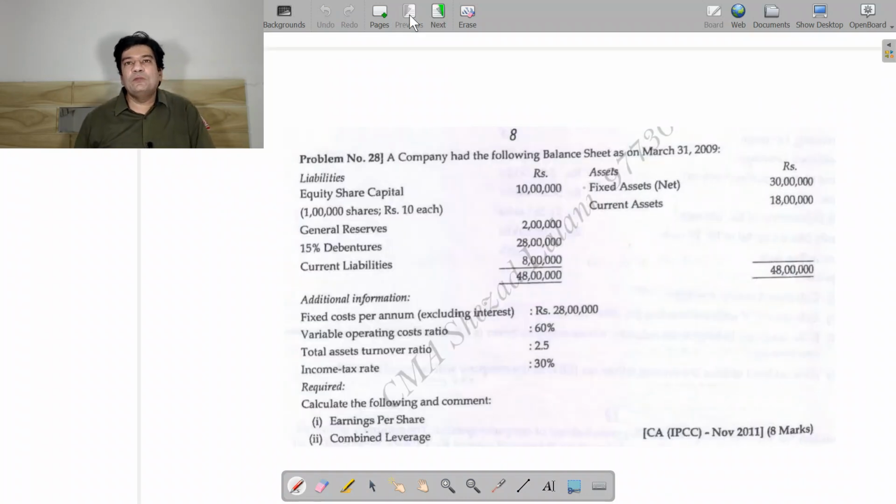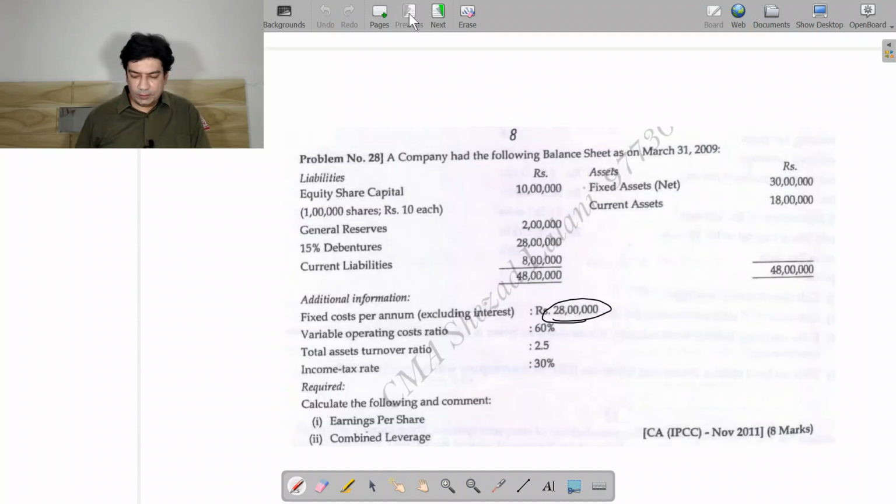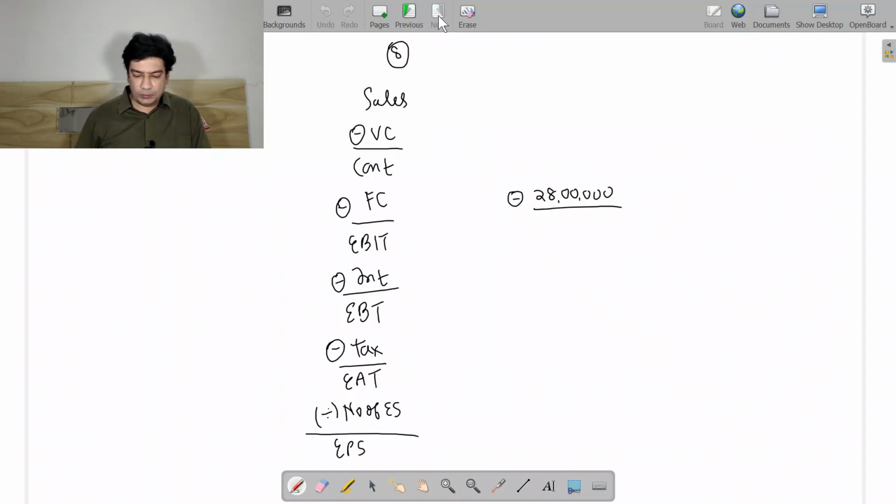Now the relevant information which we are able to find out or which is given, we are going to fill it up. So fixed cost per annum they have given, which is 28 lakhs. So I will be able to write here fixed cost of 28 lakhs. Then the tax rate is 30%, so the tax at the rate of 30%, this information I can fill it over here.